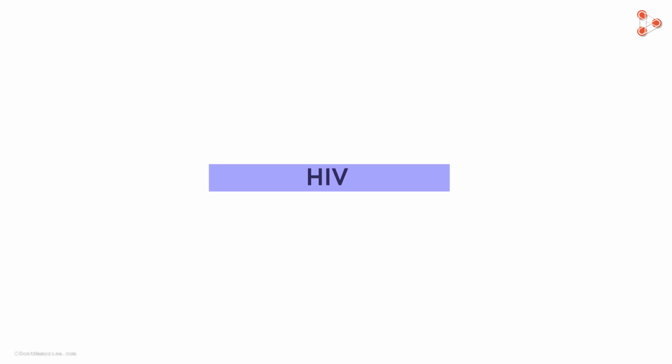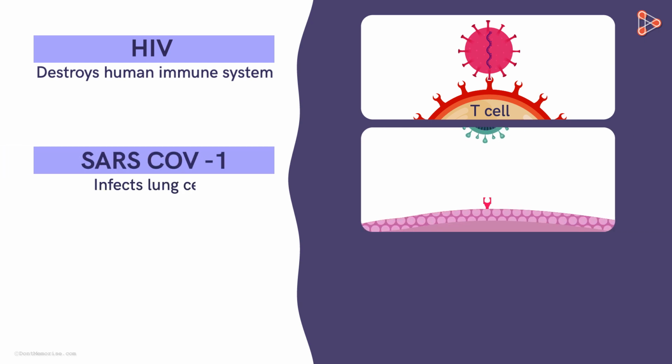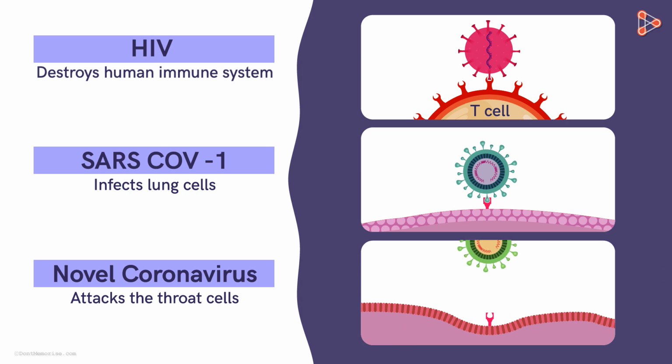For example, HIV infects the T cells, destroying a human being's immune system. SARS-1 infects lung cells, causing severe respiratory problems. The novel coronavirus initially attacks the throat cells.